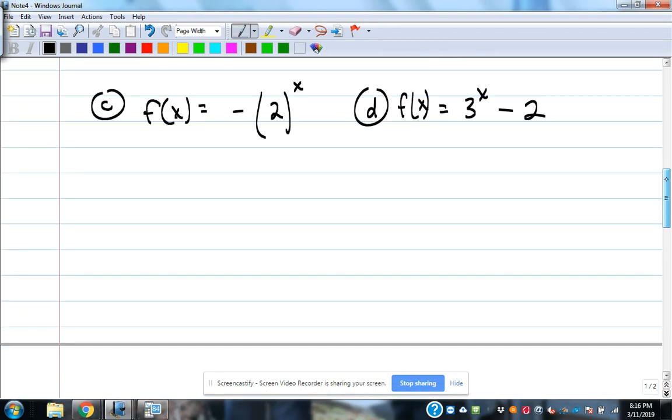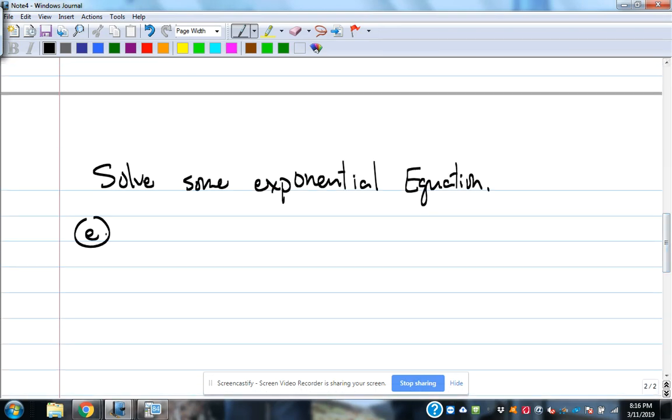What letter are we on here? I'll skip letters this time. E. 5 to the x equals 125. Here, it's an exponential equation because the variable is in the exponent. That's what makes an exponential equation. One of the strategies for solving exponential equations is to think about rewriting each side with the same base.